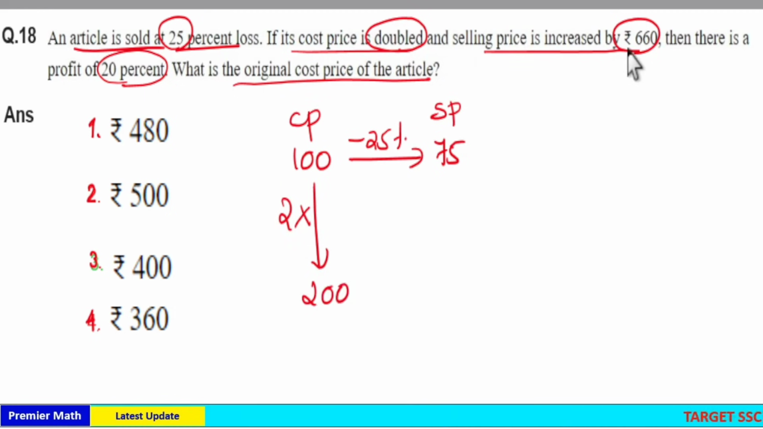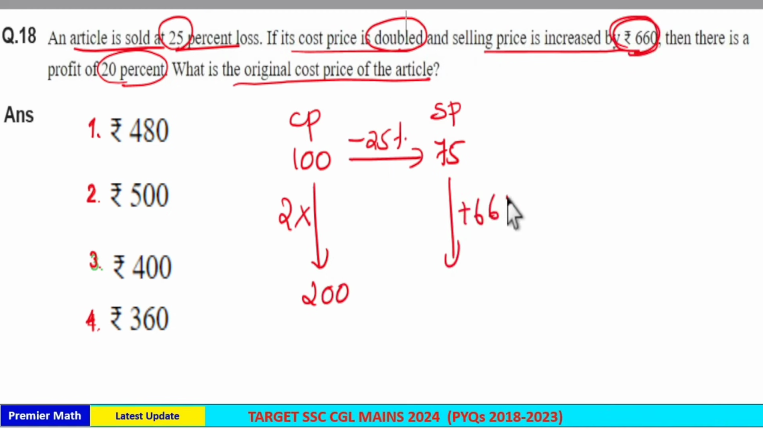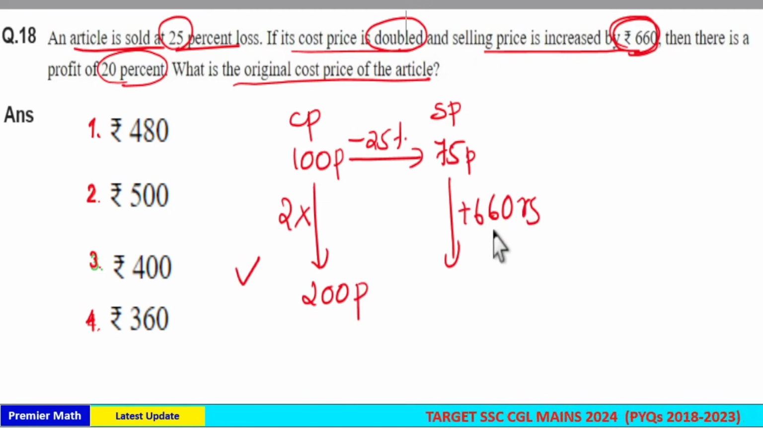And selling price is increased by rupees 660. Here don't add this exact 660 rupees to this 75 part. This is 75 part and we got it from this 100 part, which is an assumption. Here you can take double of 100 part, which is 200 part. That is correct. But don't add the 660 rupees to the 75 part. If you add, that is wrong. Here this is exact 660 rupees and you can't add it to 75 part.